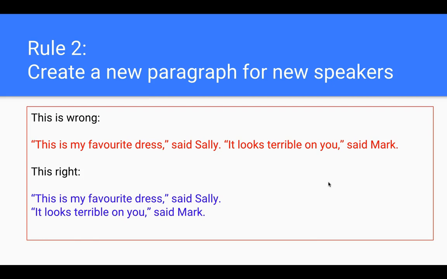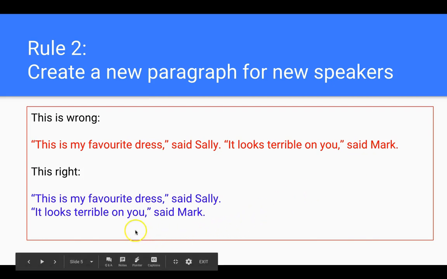Rule number 2, create a new paragraph for new speakers. So this is an example of an incorrectly set out dialogue. "This is my favourite dress," said Sally. "It looks terrible on you," said Mark. So this is incorrect because it's all in the same paragraph, but Mark is a new speaker, so he needs to go on a new paragraph, like this, how it's demonstrated below in blue.